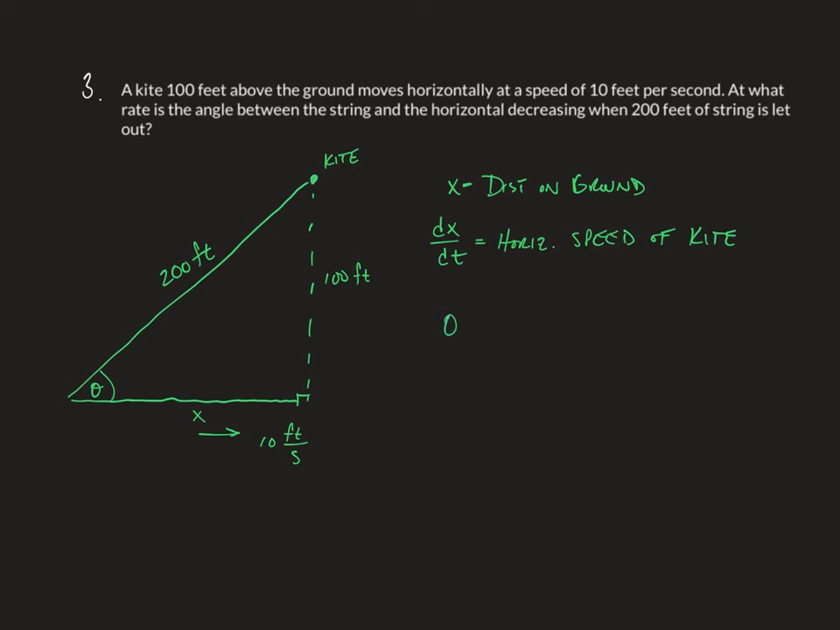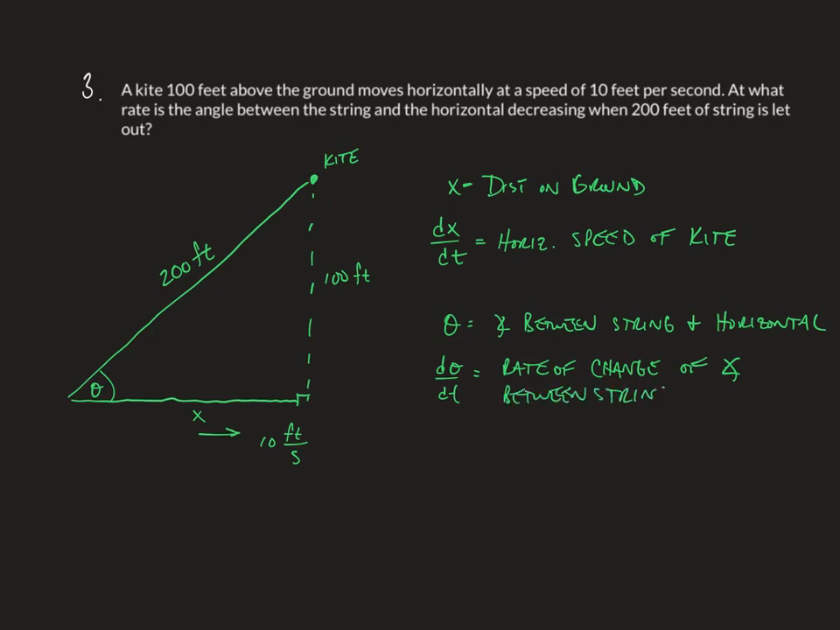Okay, we've got another thing here, which is this angle theta, and that's the angle between the string and the horizontal, or the ground. And so that would make d theta/dt the rate of change of the angle between the string and horizontal. That's the thing we're looking for. At what rate is the angle between the string and the horizontal decreasing? So we're trying to find that.